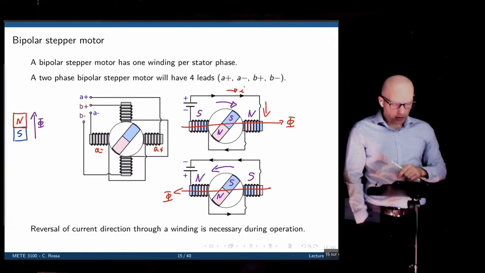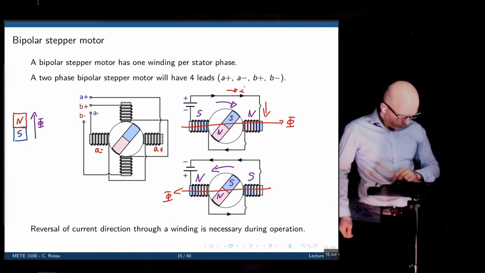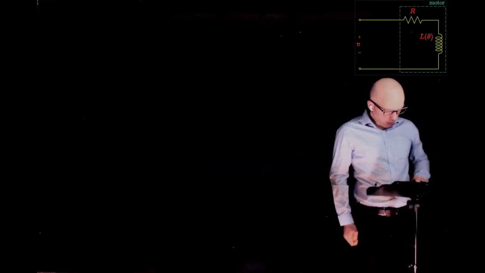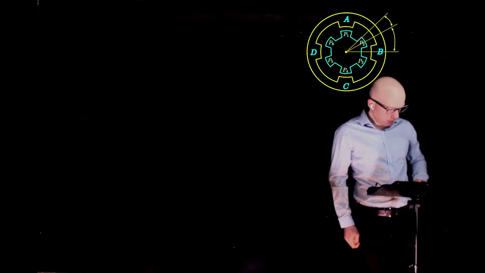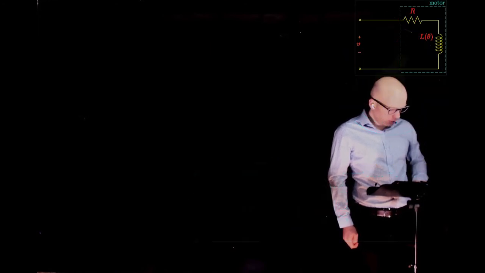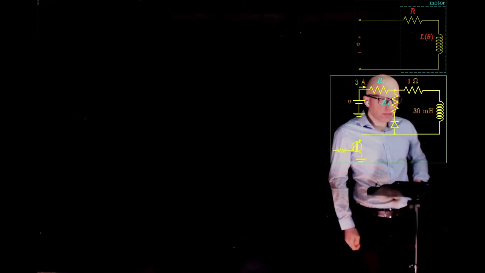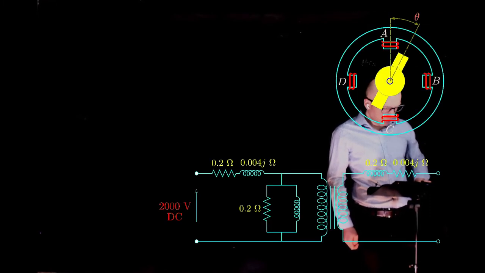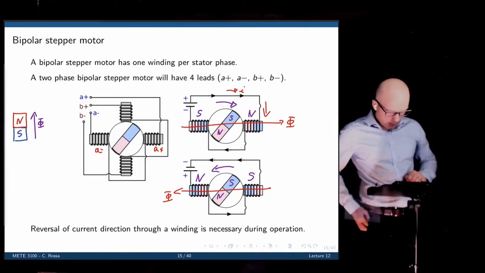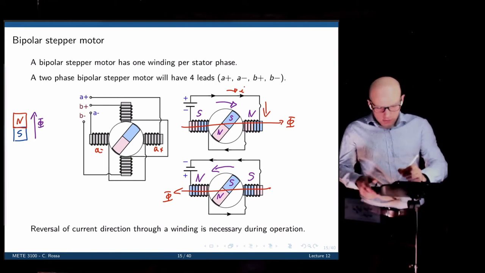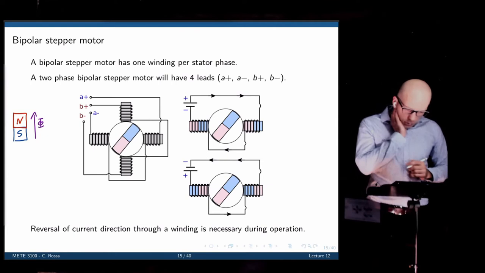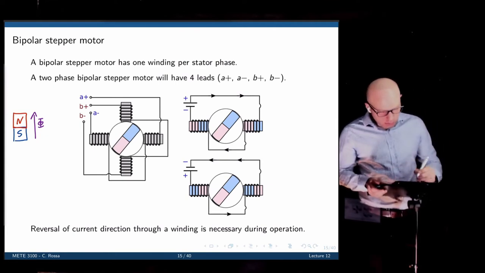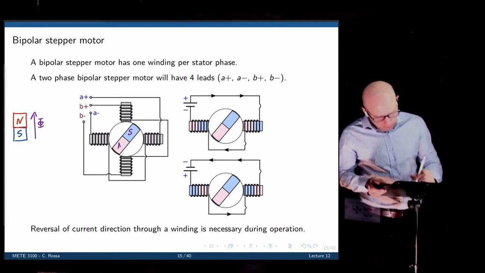Okay, so let's go back here. Actually, unfortunately, I don't have the diagram I meant to have. Okay, never mind. So we'll go back here. Let's start with this one. I think it's easier. So we have a magnet in the center. The magnet has a south and a north pole.